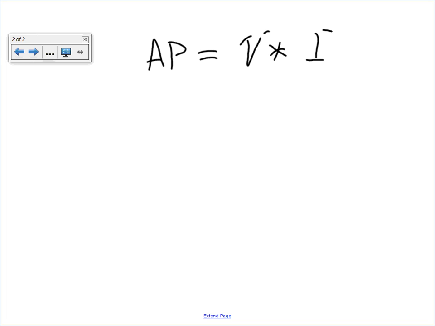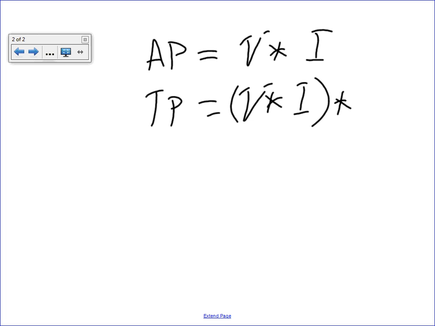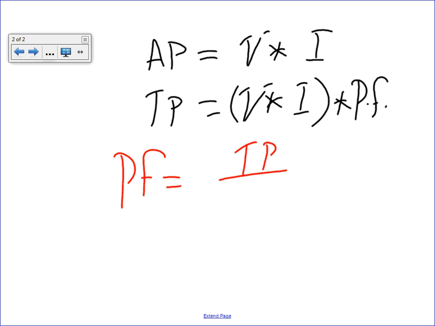So here's my apparent power, guys. This is my volts times my amps. Here's my true power, equal to my volts times my amps, up to this point it's still the same, multiplied by this percentage that's called power factor, how efficient my system is. If you flip it, it becomes power factor equals what? True power over apparent power.